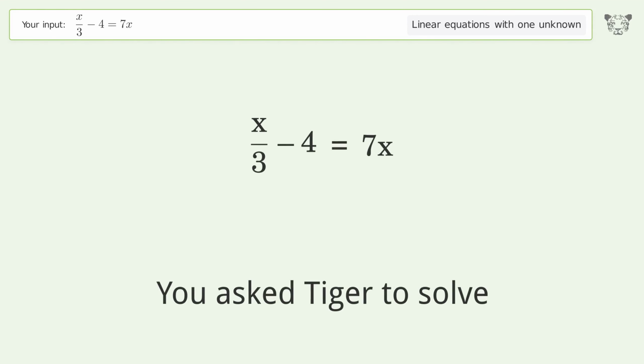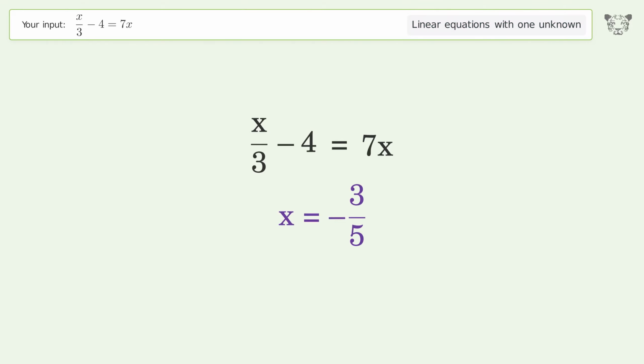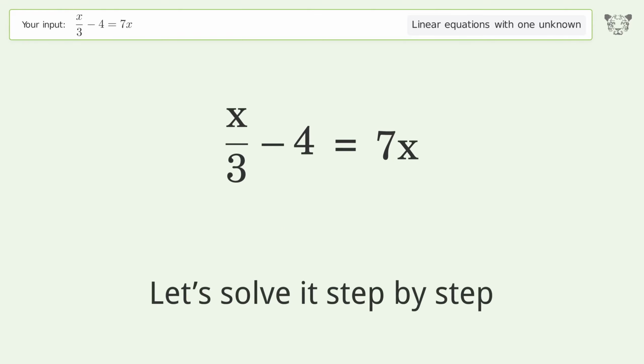You ask Tiger to solve. This deals with linear equations with one unknown. The final result is x equals -3/5. Let's solve it step by step.